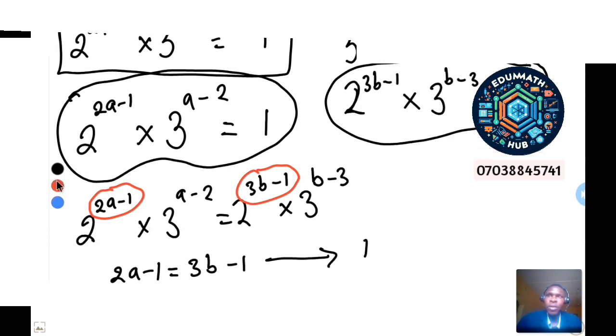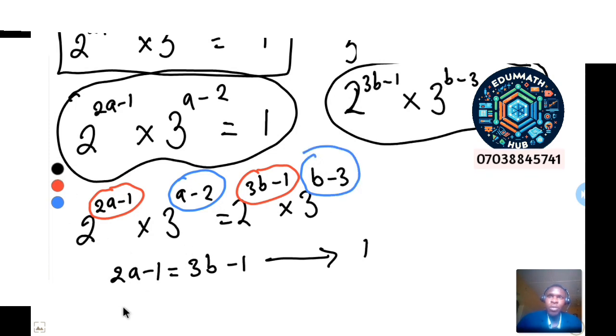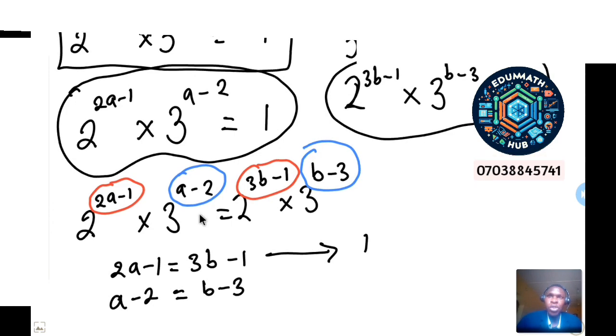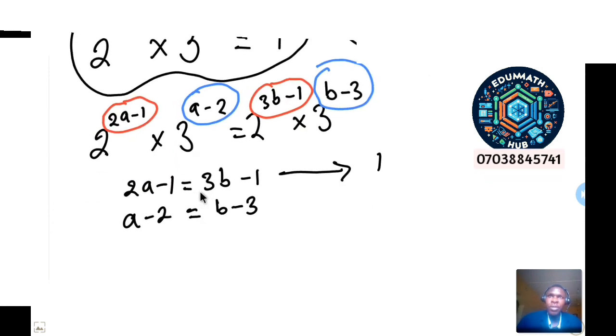Then the second equation, we are pairing the powers of 3 together. So that will give you a minus 2 is equal to b minus 3. So you just need to rearrange it. It looks like a simultaneous equation, so you need to rearrange it.